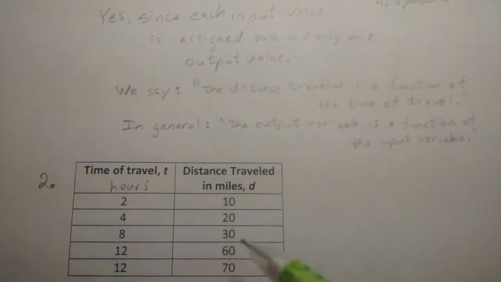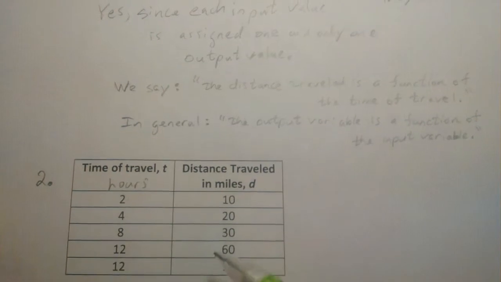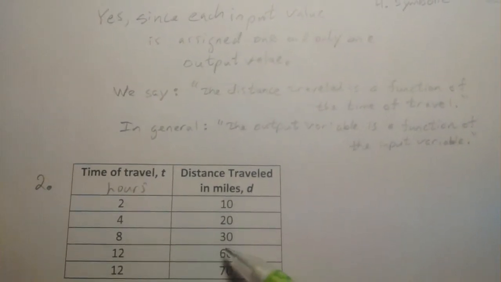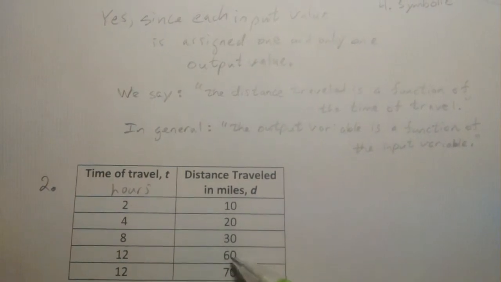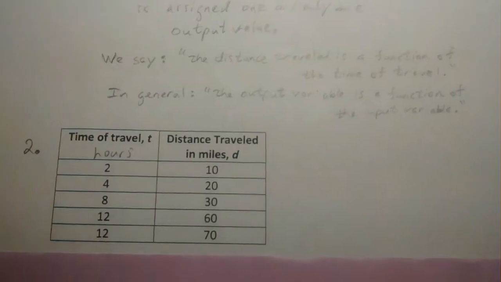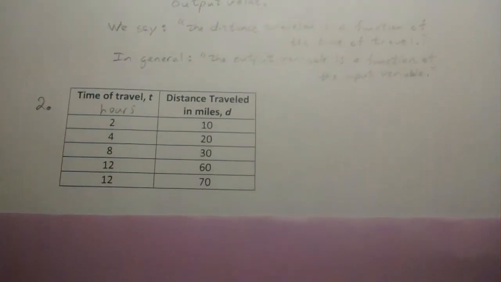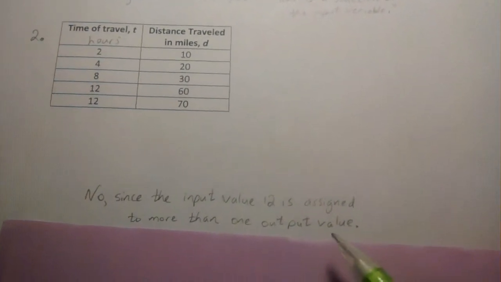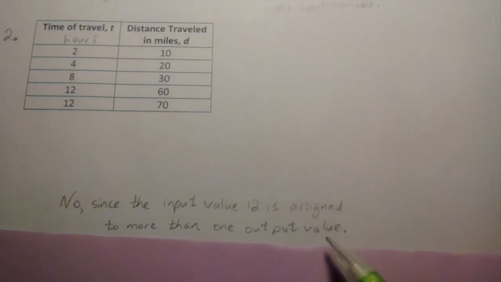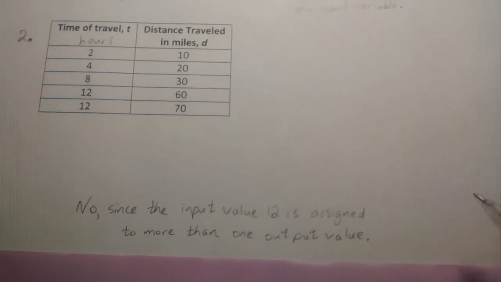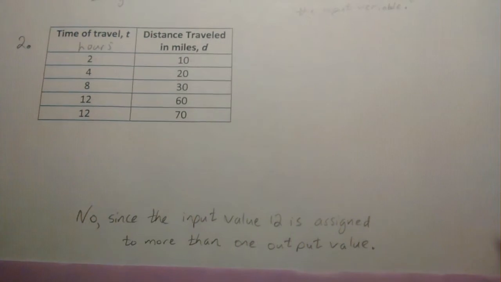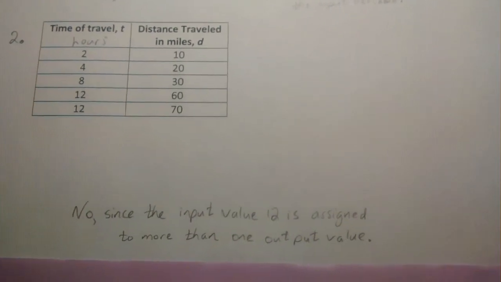And so does this represent a function? Hope you're saying no, because this input value of 12 is assigned to more than one output value, 2 to be in fact. So to answer the question, we say no, since the input value 12 is assigned to more than one output value. And so that will suffice for an explanation there. So again, just trying to show you the definition of a function and how to apply it.